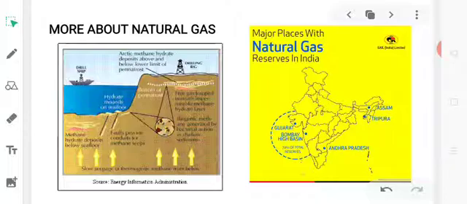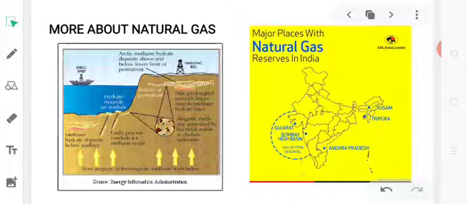Now let us discuss a little bit about natural gas. I told you that the location in which crude oil is found, exactly in the same location natural gas is also found. In fact, natural gas is found trapped above the oil. Being lighter than oil, obviously it is trapped above, and when crude oil is being pumped out through drilling or pumping, then natural gas is also obtained.